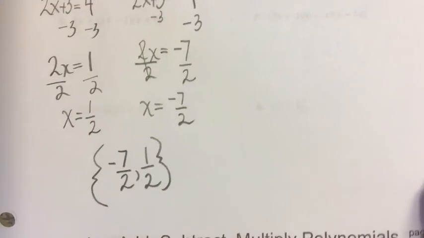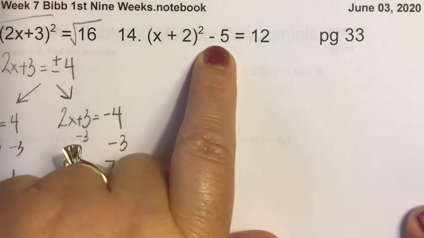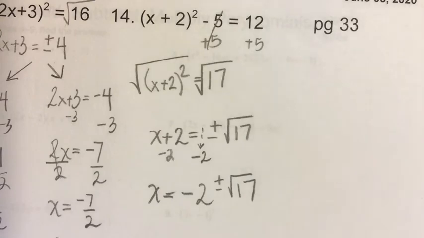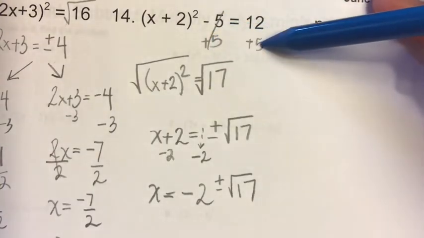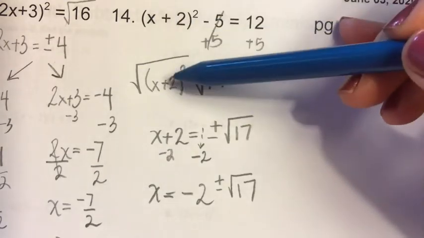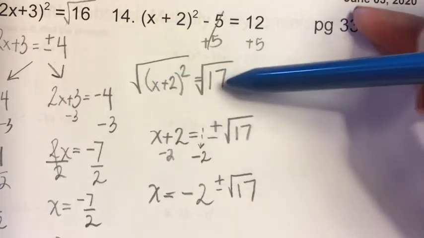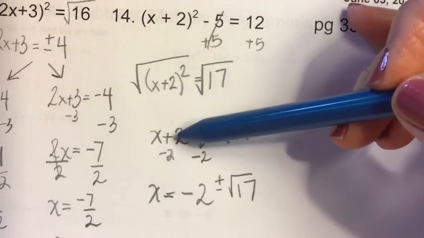Now, if you will try number 14, I will tell you that you need to move this to the right first. The answer to question 14 is probably very different from what you're used to seeing. The first thing I did was add 5 to both sides. 12 plus 5 is 17. I brought down x plus 2 squared equals 17. Then the next thing I did was take the square root of both sides. The square root of x plus 2 squared is x plus 2.